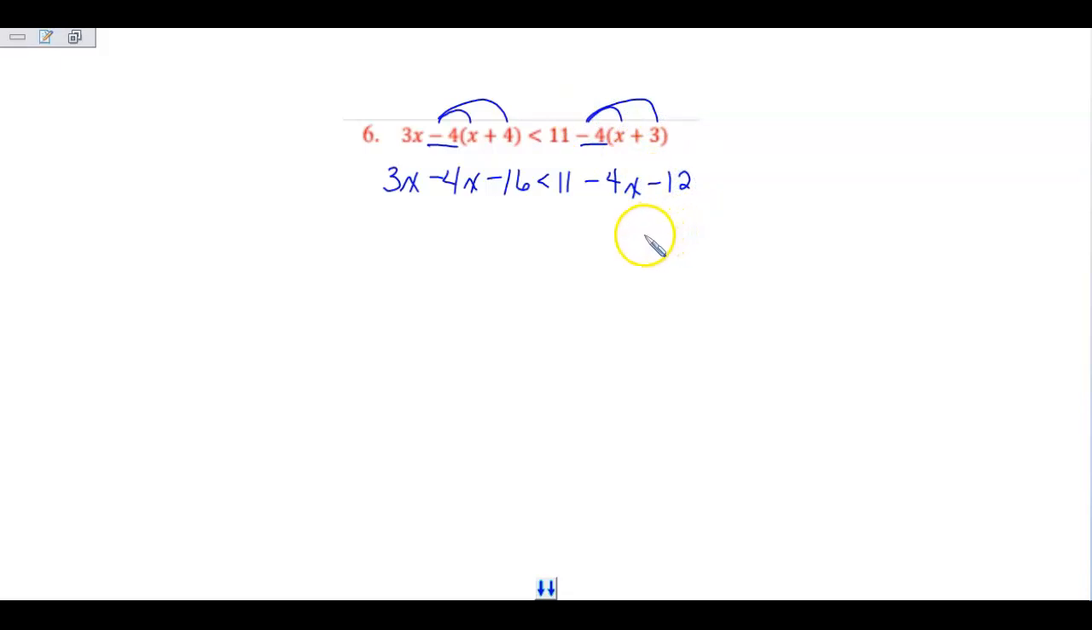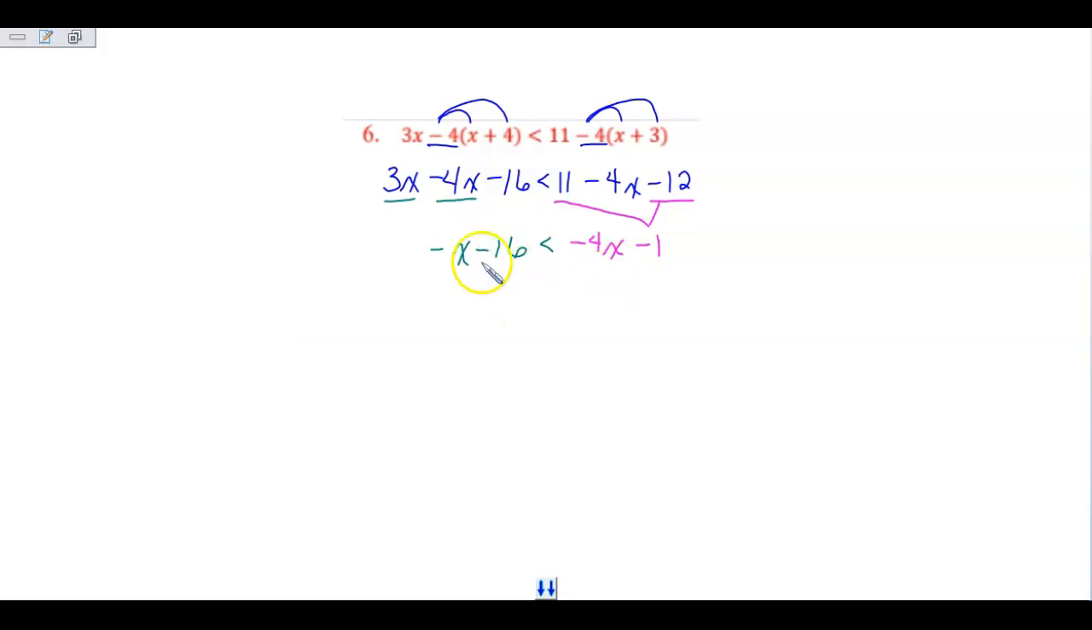And where I can, I would like to combine any like terms. So I'm going to look on the left side first, and I see that I have 3x and negative 4x. If I add those two together, I get negative x. Go ahead and bring down my minus 16 and my less than symbol. And on this side, I have 11 minus x. So I'm going to have negative 4x minus 1, because 11 and negative 12 makes negative 1. 3x and negative 4x make negative x. Those are the changes we made.